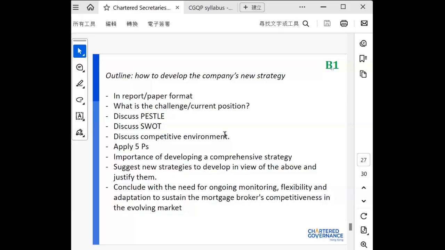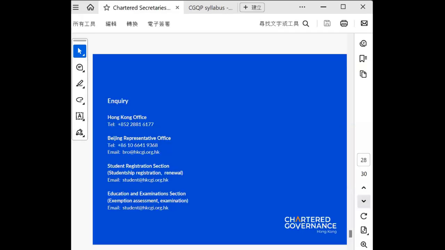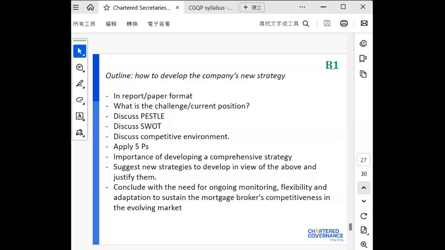So you have to conclude with the need for ongoing monitoring, flexibility, and adaptability to sustain the market-focused competitiveness in this evolving market. I think that's it for this section, which is quite simple and straightforward. It's easy to identify the external factors. It's not that difficult. I think most candidates would like to answer these questions.